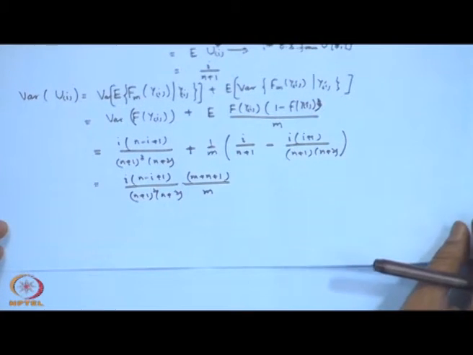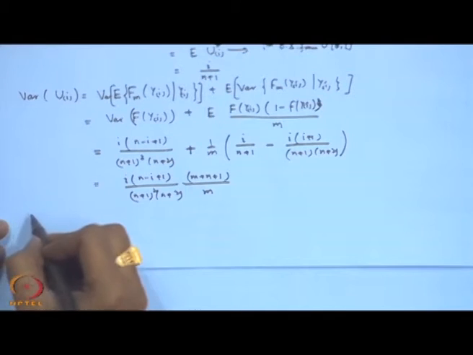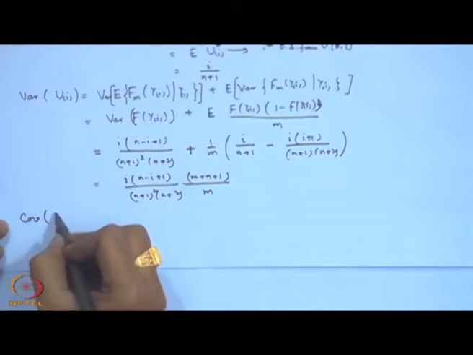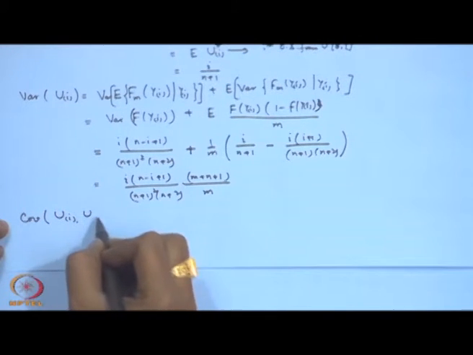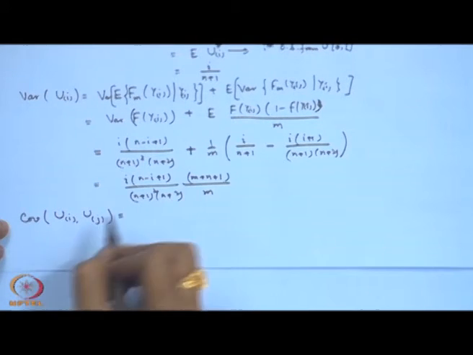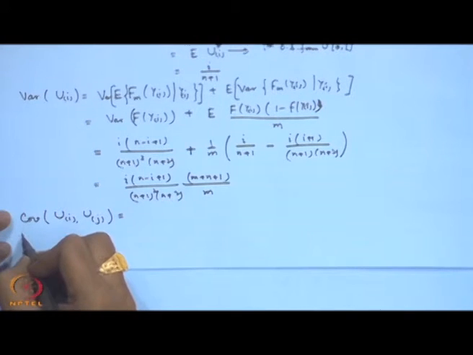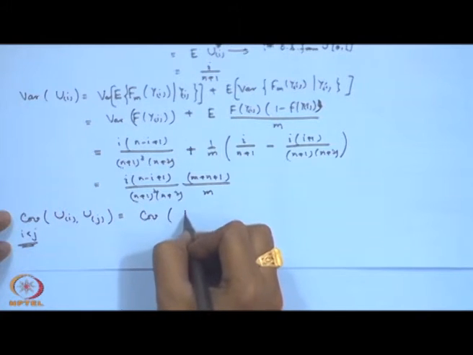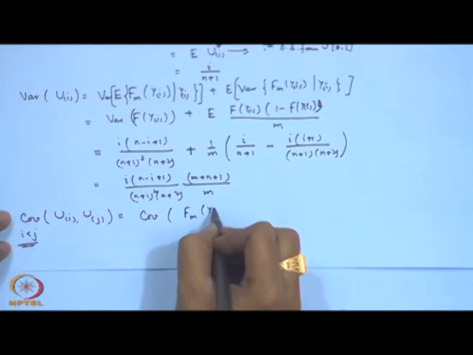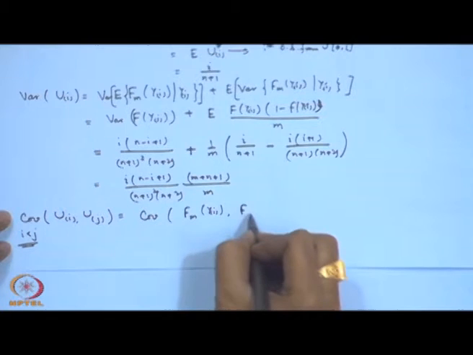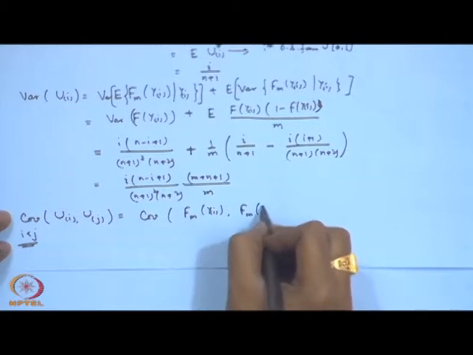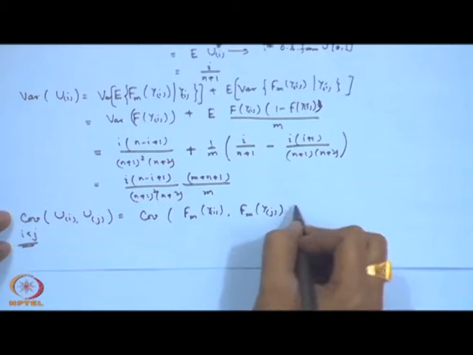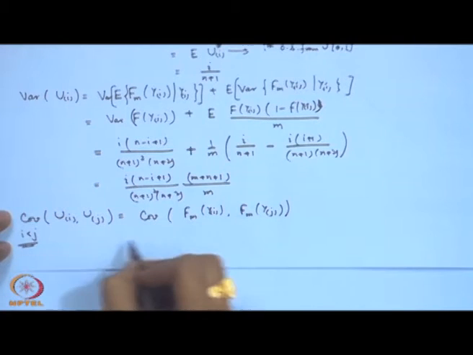In a similar way, we can try for the covariance term also. Let us look at the covariance between U_i and U_j. Of course, here I am taking i not equal to j. So, without loss of generality, let us take i less than j. So, that is the covariance of F_m(Y_i) and F_m(Y_j).